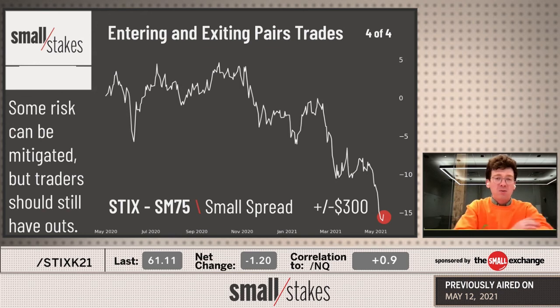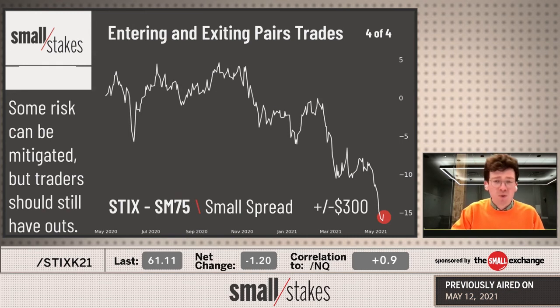And this is where I want to finish. Entering and exiting pairs trades just comes down to, what are you comfortable with in the outrights themselves? A lot of people ask this question: okay, if I'm long Sticks and I'm looking to make or lose $100, what should I be looking for in the Sticks to SM75 trade? And they think everything is kind of changed now that I'm on a pairs trade as opposed to the outright. But it's really the same thing to me.